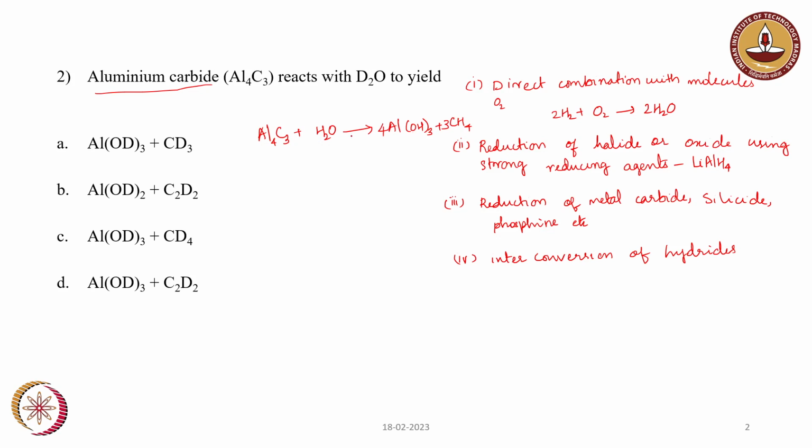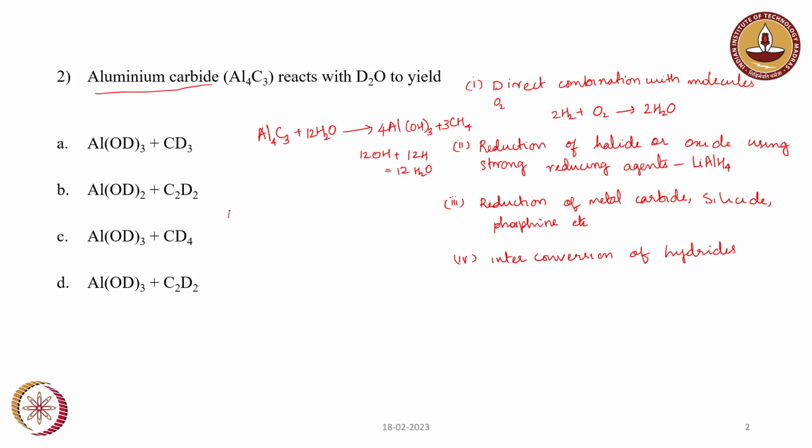So we need to balance for water. So there are 12 OH and 12 hydrogen on the product side. So if we add it, it will be 12 H2O. So we'll need 12 H2O to convert aluminum carbide into aluminum hydroxide and methane. So we'll take this and we can do the reaction with D2O.